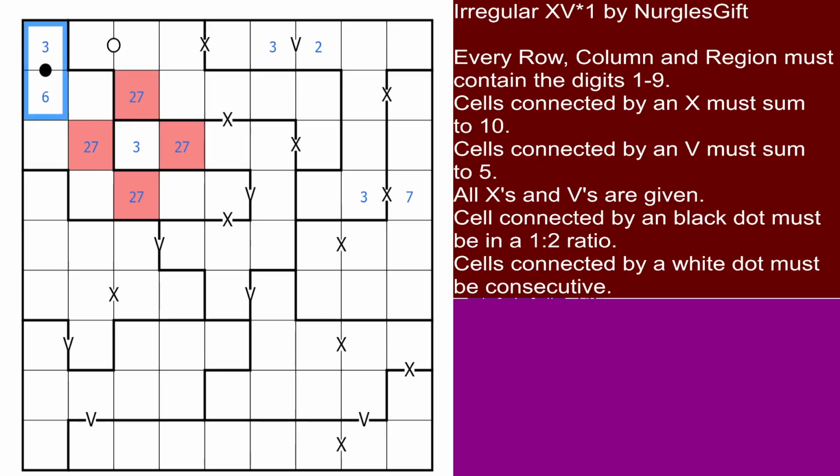Cells connected by a white dot must be consecutive, right? So we see one white dot, and the digits here must be consecutive, so those must be neighbors. If you have 5 here, this must be either 4 or 6, because only 4 and 6 are neighbors of 5 on a number line. You cannot have anything like 3, 8 or 7 which are not neighbors of 5. So that's the rule set. Pretty straightforward, pretty regular rule set in irregular Sudoku. So with that, let's start.